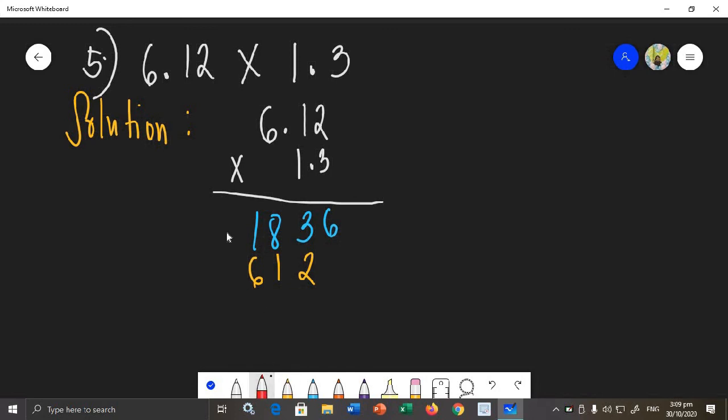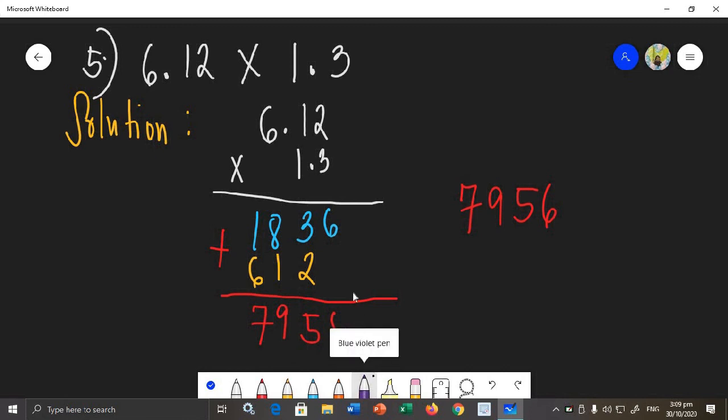And then wala na tayong multiply. Okay, tapos na. We should add what we get. So, bring down 6. 3 plus 2 is 5. 8 plus 1 is 9. 1 plus 6 is 7. So, we get 7, 9, 5, and 6. But then, it's not yet finished because we should count the number of decimal places pa.